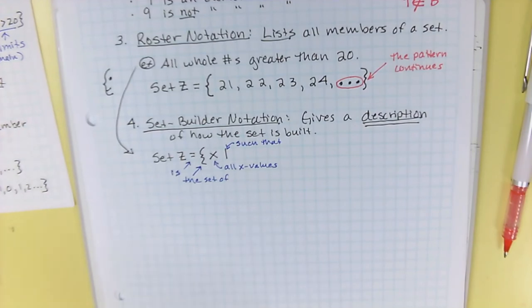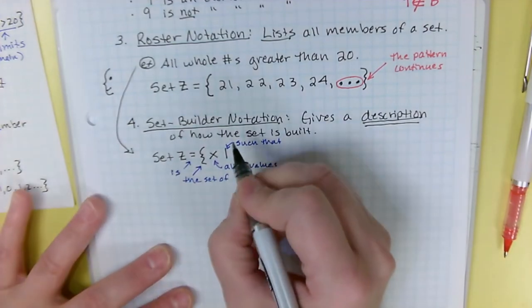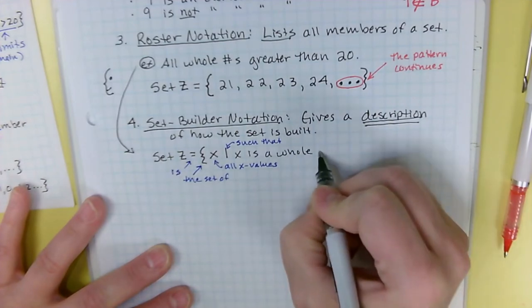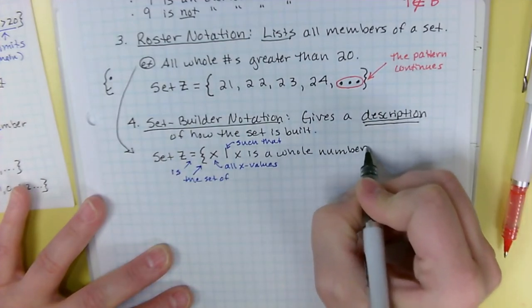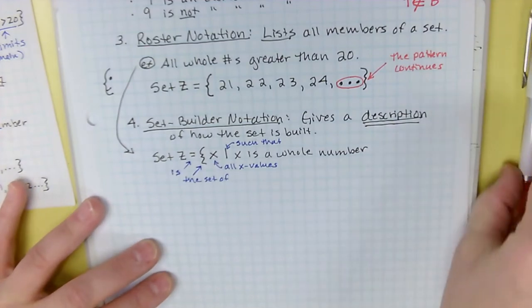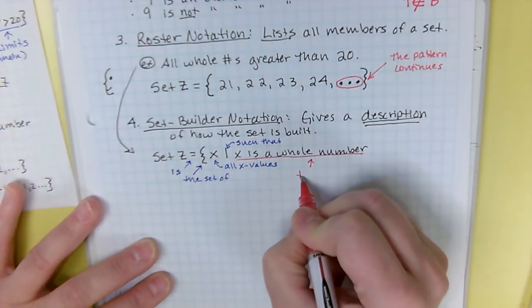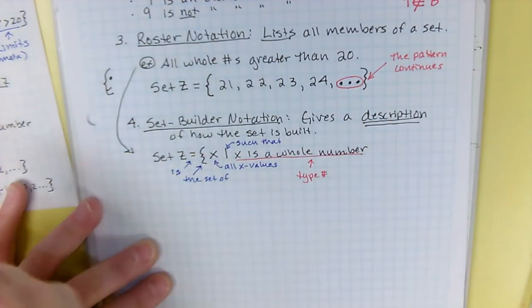Okay, so the first thing you do is the type of number. In this case, x is a whole number. So that whole part is a complete sentence that gives you the type of number.